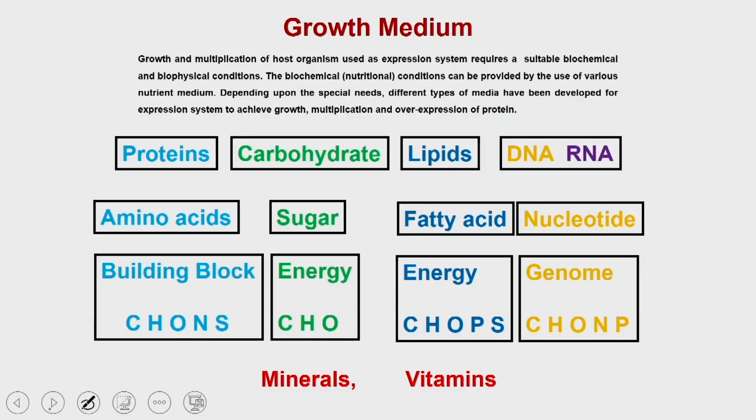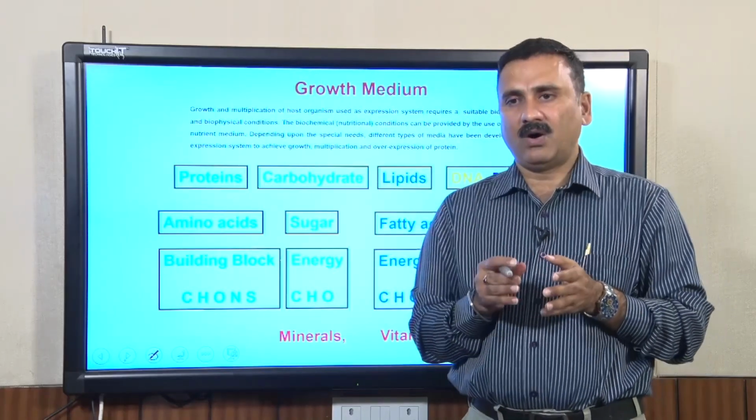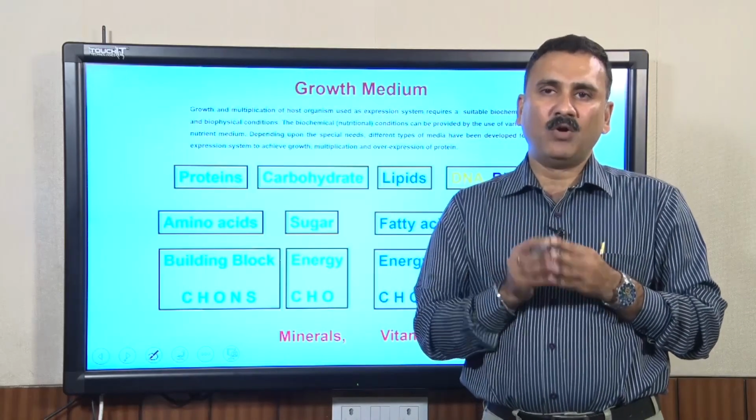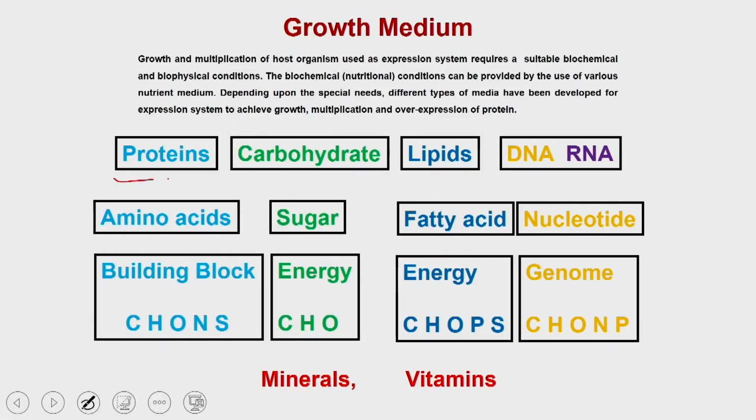So, let us see what the different nutrition is which you have to provide. For every organism you have to provide the basic biomolecules. What are these basic molecules? You need to provide proteins, carbohydrates, lipids, and you have to provide the nutrients or resources so that the organism can synthesize DNA as well as RNA.